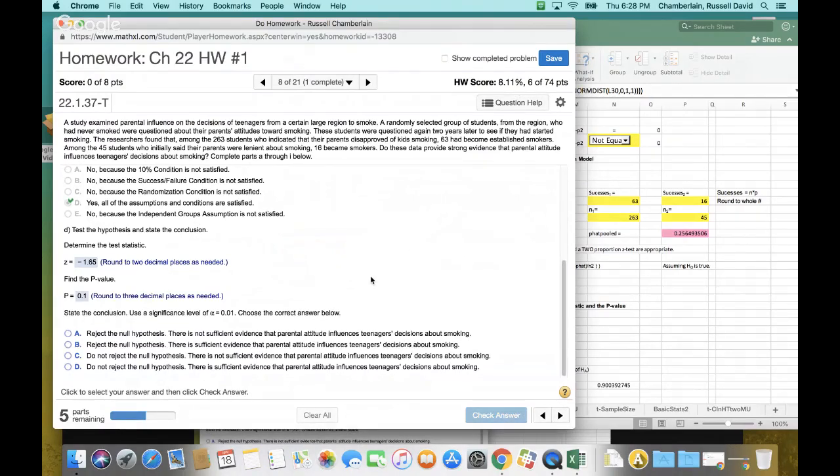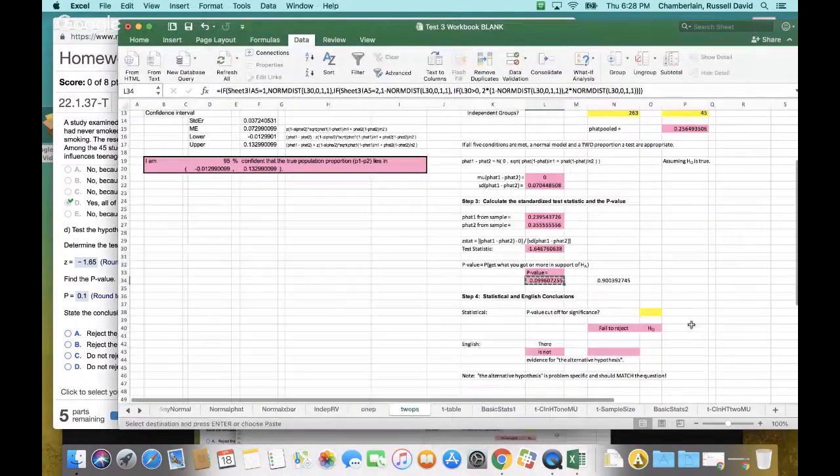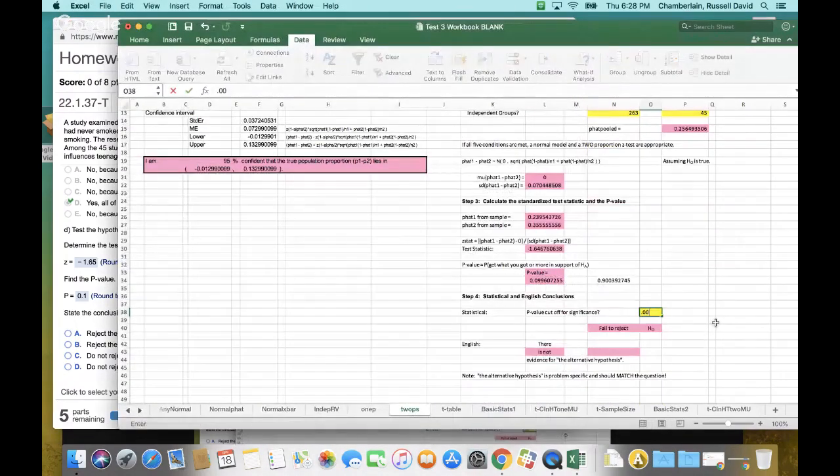State your conclusion. Use significance level alpha equals 0.01. Okay, so I said we'd do it right, so let's do it right. Cutoff value, 0.001.